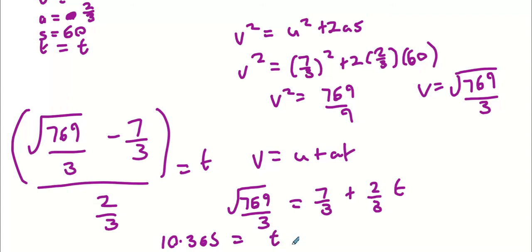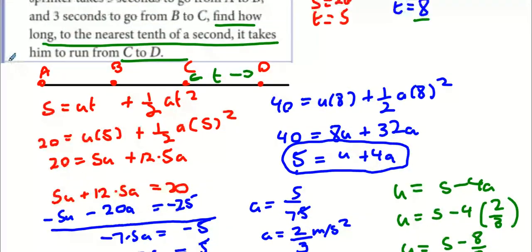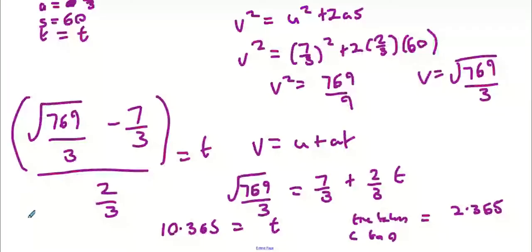Now what's to do with that t value? Take away 8. And the time taken from C to D will be 2.365. Did it ask me to round it off to the nearest tenth or something? 2.4 seconds? Is that what you got? Happy days, the minus B and that give you the same answer.